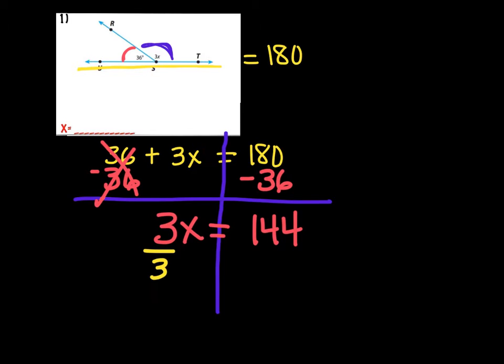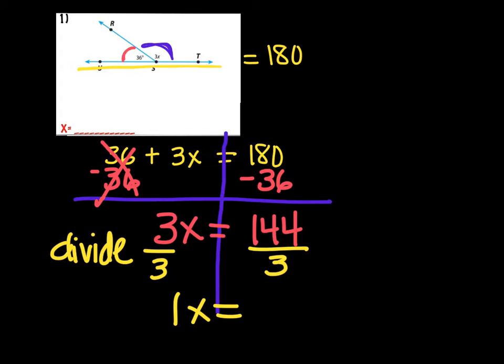So 3 divided by 3. If you don't like the fraction bar, you can write it another way. But 3 divided by 3 gives me 1. So 1x is going to be worth. And since I did divide by 3 on the left side, I need to divide by 3 on the right side to get my final answer.